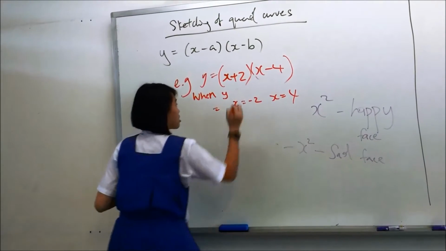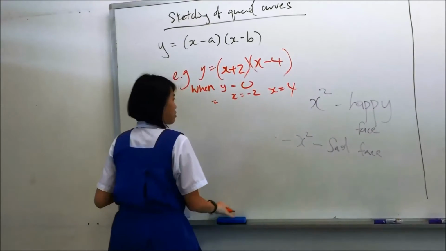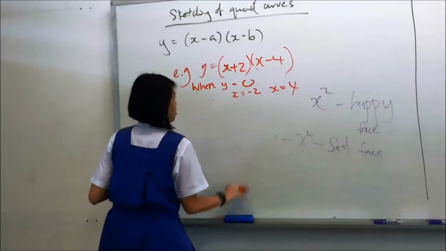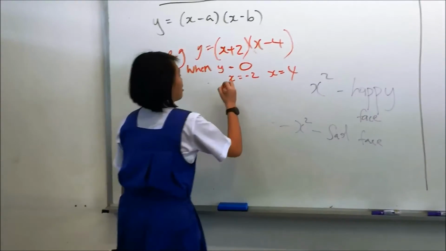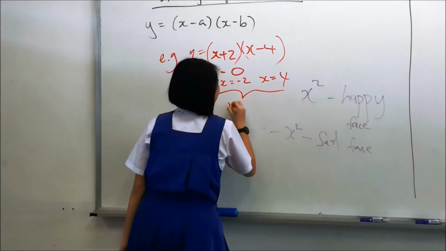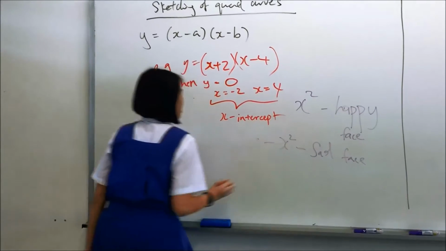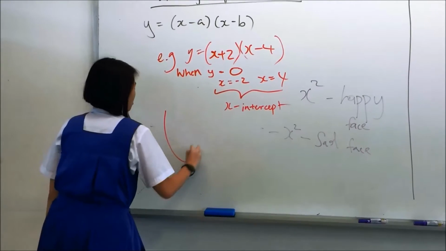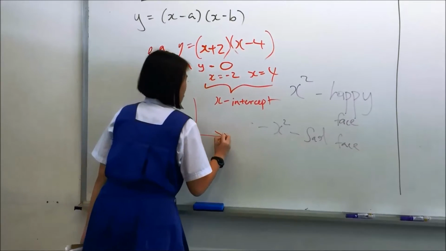So when y equals 0, x equals negative 2 and x equals negative 4. Okay, what's the purpose of letting y equal 0? Is to find the x-intercept. So clever. Great. Okay, then? First you have to draw a U shape, then you draw the x-intercept. Great.